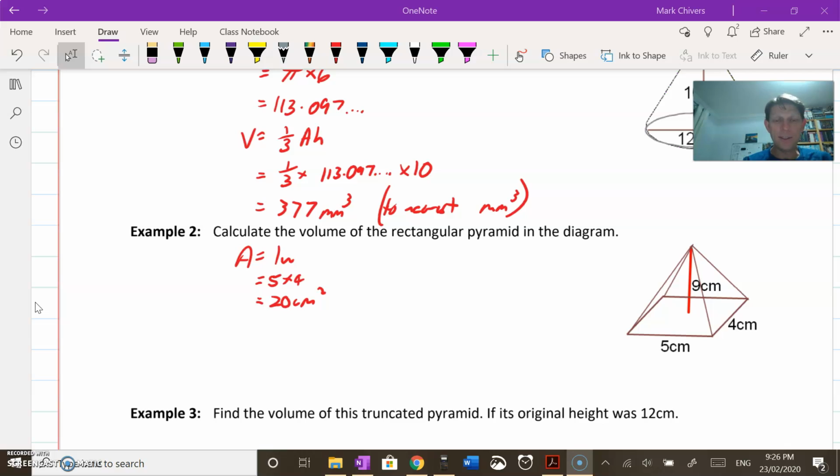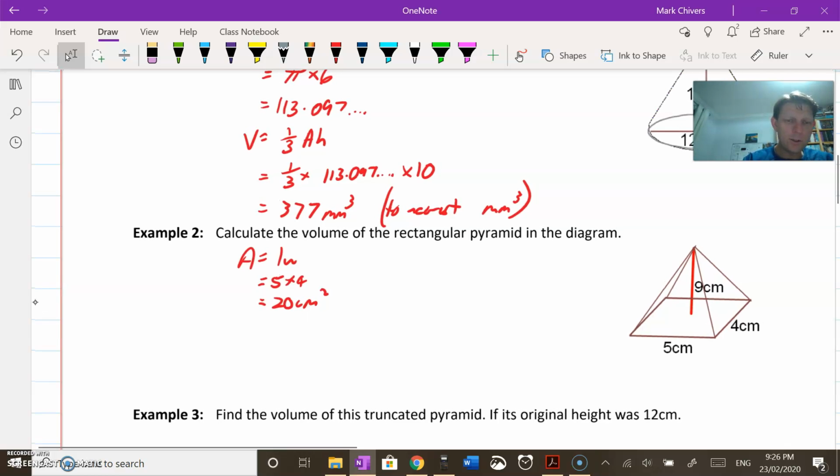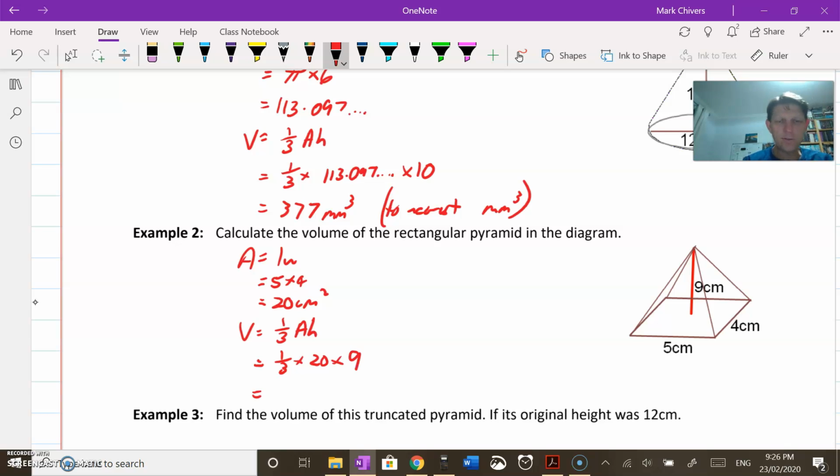So what we had there was the area of our base. Of course, we want to find the volume. We use that formula, a third of the area of the base times the height. So that's a third times 20 was the area of the base, and the height is 9. For those of you that are savvy, you'll see that a third of 9 is just 3, and 3 times 20 is going to be 60, and it's in centimeters, so that's centimeters cubed. If you need to use your calculator there, that is fine.